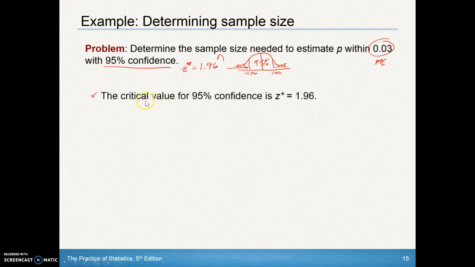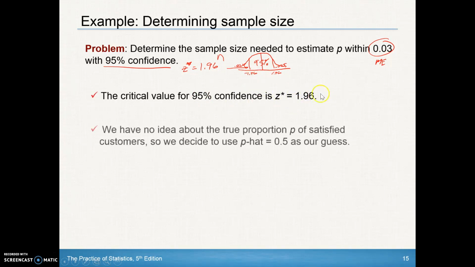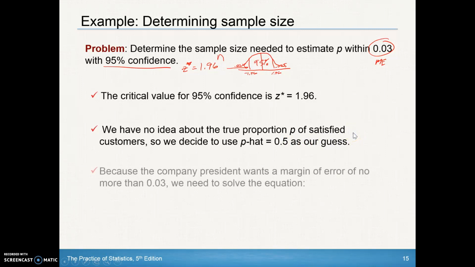So, as stated here, the critical value for 95% is that z star of 1.96. We have no idea about the true proportion P of satisfied customers. If we did, we wouldn't be doing the statistics. So we decided to use P hat at 0.5 as our guess, because we don't have any previous study to pull any other estimates from. And because the company president wants a margin of error of no more than 3%, we need to solve this equation. We want that margin of error to be less than 0.03.